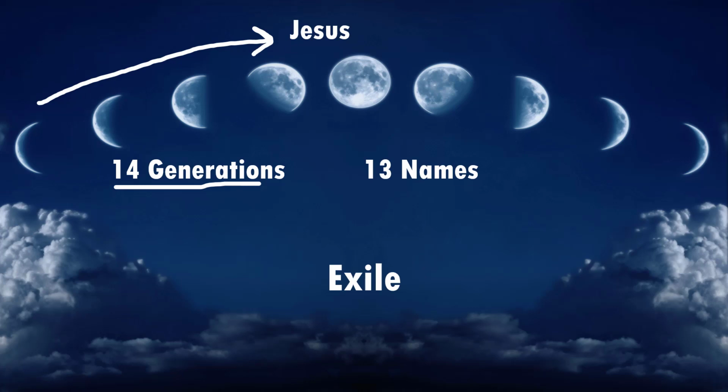So Matthew is either really bad at math, or he's doing it for a reason. Now, I'm not sure exactly what that reason is. He only puts 13 names, but then he says there's 14 generations. And so then you start to think, well, if Jesus is the 13th name, who sits at the height? I don't know. Is it maybe the resurrected Jesus, the Messiah, the King of the universe?